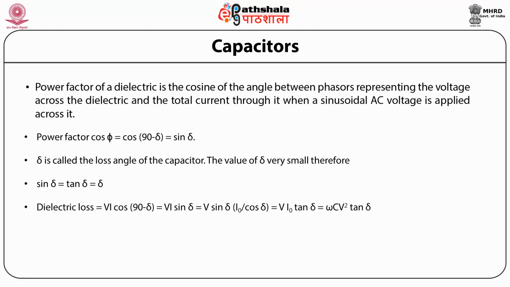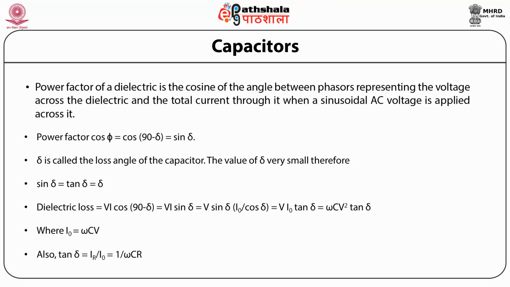The dielectric loss is given by V multiplied by I multiplied by cos of 90 minus delta, which is equal to V I sine delta, which is again equivalent to V into sine delta multiplied by I naught divided by cos delta, which gives V I naught tan delta. Thus, the final term for the dielectric loss is given by omega multiplied by C multiplied by V square multiplied by tan delta, where I naught is equal to omega C V.